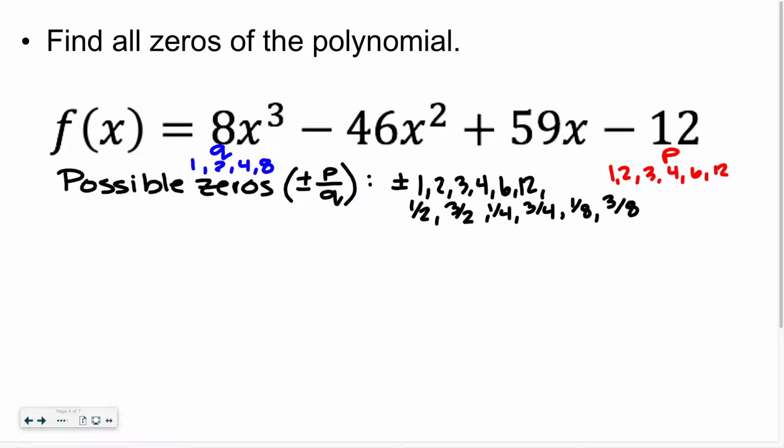Okay, well that's kind of a long list, right? I got what? 1, 2, 3, 4, 5, 6, 9, 12 positive and 12 negative. So that's 24 numbers I could check with synthetic. Ugh, that's still a lot. Better than infinity, okay, but still a lot. So I'm going to do Descartes.